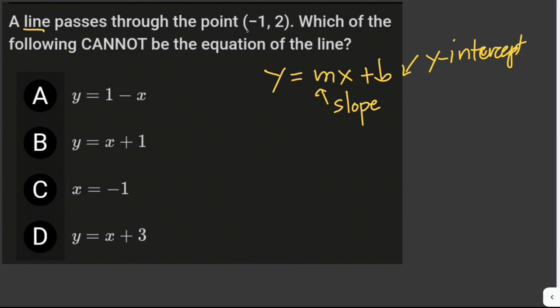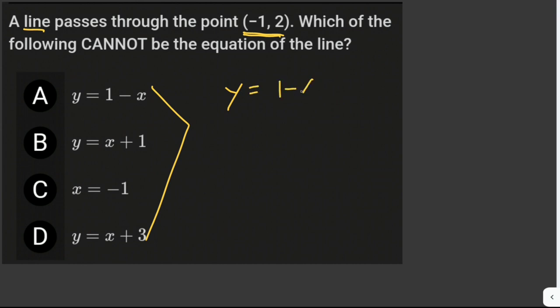So we're given here this point (-1, 2), and the line passes through it. So that means this point satisfies the equation of the line. So when the value of x is equal to -1, then the value of y should be equal to 2. So let's try all of the choices here. We'll see if (-1, 2) satisfies each of the equations. So the first one is y equals 1 minus x. Substituting the value of x here, 1 minus -1 is just equal to 2. So this satisfies this equation.